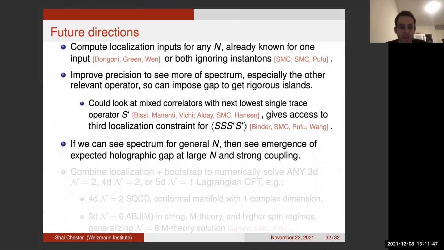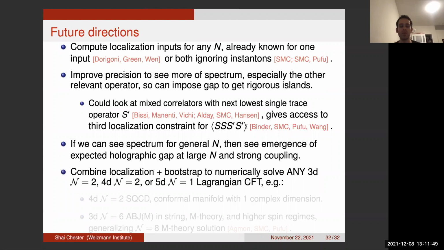The other thing I want to emphasize is that the method we're introducing here is extremely general. We've demonstrated it for n equals 4 super Yang-Mills, but this idea of combining localization and bootstrap can be done for any theory in which you can do localization. That means any 3D n equals 2 theory, any 4D n equals 2 theory, and any 5D n equals 1 theory, because you can do localization in all those cases.